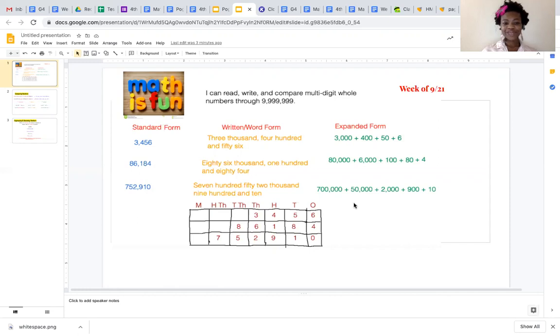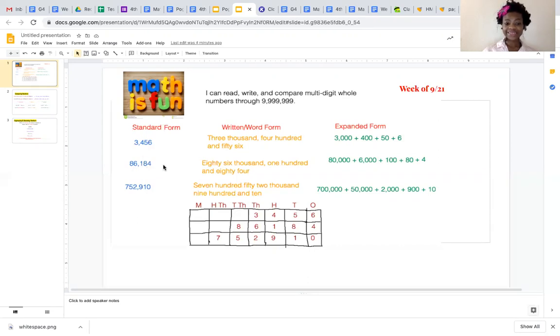So numbers can be expressed in many different ways. The most common way is probably standard form. We're used to seeing numbers spelled out using the digits. So what I mean by that is all of the examples here in blue. So for the first one, we have 3, 4, 5, 6. That reads 3,456. We also have 86184.